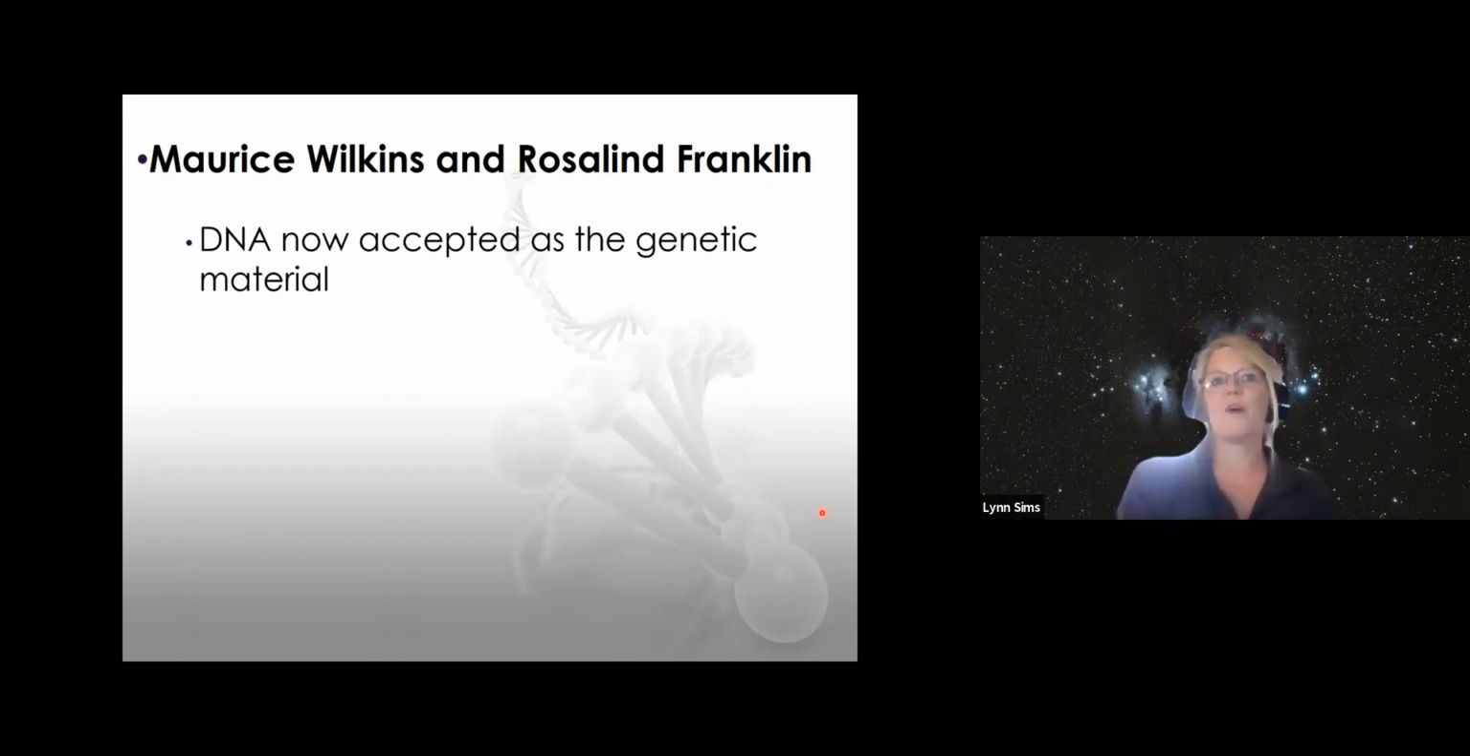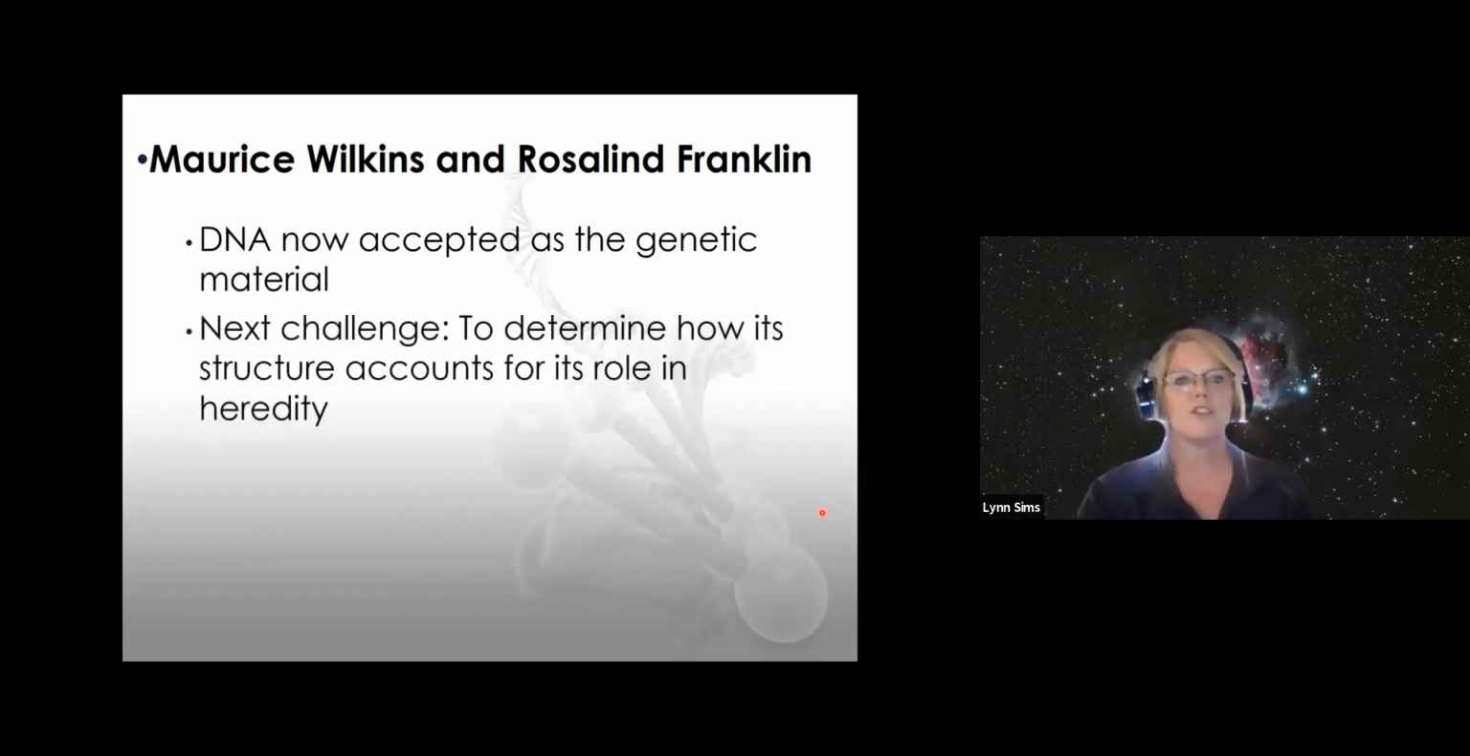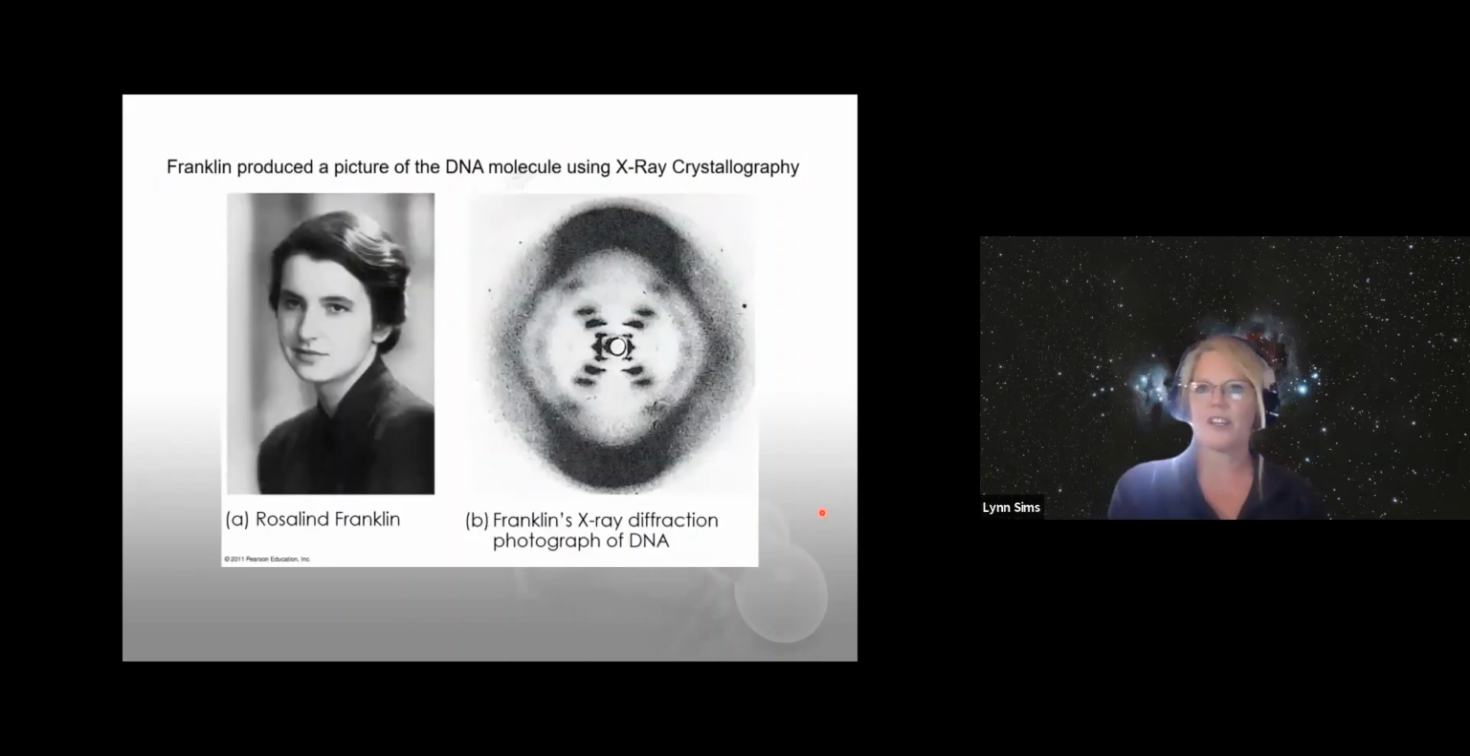So at this point, DNA is now accepted as a genetic material, after all the experiments leading up to this. It provided very strong evidence for DNA being the genetic material. So now the big question is, what is the structure of the DNA, the genetic material? This is what these scientists set out to determine. So again, how does the structure account for this ability to transmit information and direct the cell?